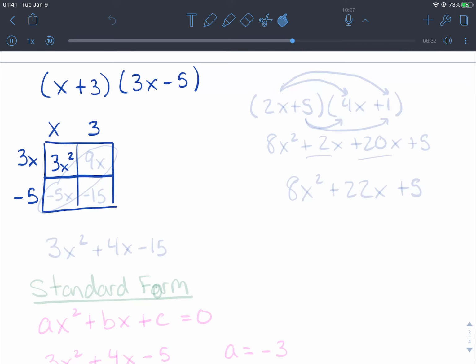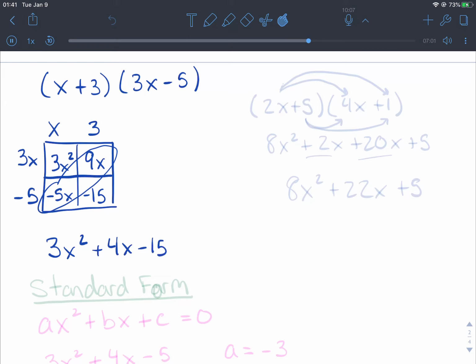So 3x times x is 3x squared. 3x times 3 is 9x. X times negative 5 is negative 5x. And negative 5 times 3 is negative 15. So again, we have like terms. So that becomes 3x squared, 9x minus 5x is 4x, and then we have minus 15.